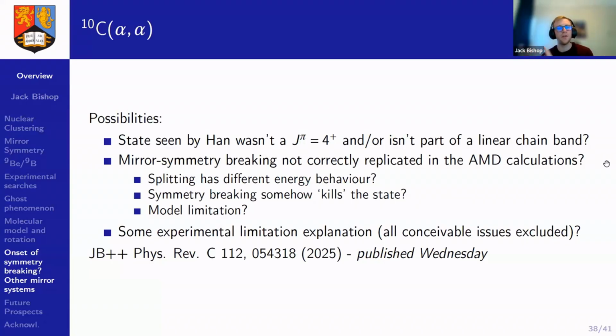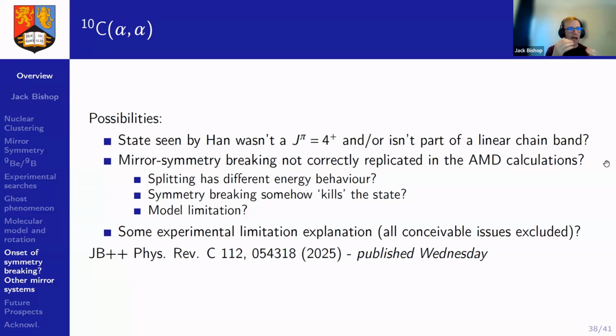So we started to think, okay, there's a few different scenarios of what exactly is going on. And perhaps one of the most likely is the state that was seen in that previous experiment. Maybe it wasn't actually a 4+ state at all. The way that they were able to determine what the spin was of that state, they were maybe pushing the boundaries of where that particular model could be used. So that means that perhaps what they saw isn't really a pi-squared linear chain configuration at all. That's one possibility. The other possibility is that in these calculations, this mirror symmetry breaking was not quite being correctly dealt with and replicated.